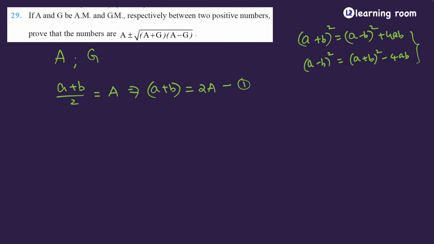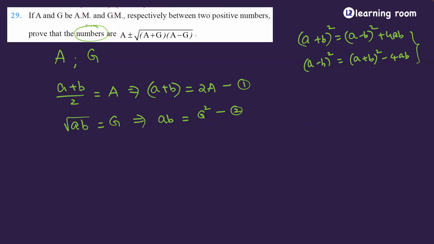Similarly, what can I write root ab as? Root ab can be written as G. Then what is the value of ab? ab is G square. Let me call this as 2. So since I have a plus b is equal to 2A, I'm interested to calculate or find the numbers. That's what the question says.